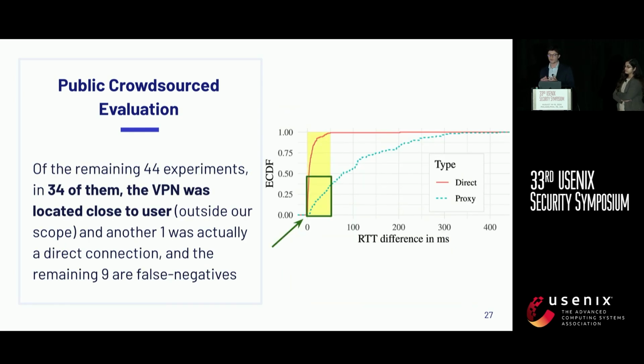So we looked into the false negatives in this experiment and found that in 77% of those cases, the VPN was again located very close to the user, similar to the results of our testbed experiment. So looking at the remaining 9 experiments, some of them failed either the zero trace measurement or the ICMP ping. And for these cases, we would label them best effort. In a real world implementation, they would be marked for a remeasurement.